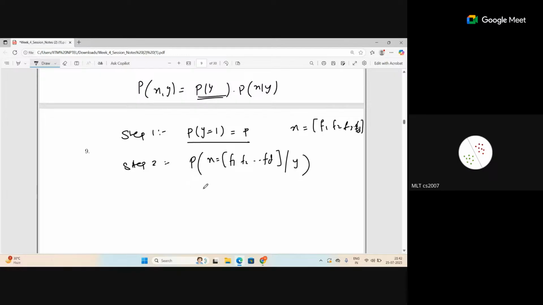Now assume that, so here we are actually assuming class conditional independence. What does that mean again? Have you seen IID examples? Independent and identically distributed. In that case, or in general, class conditional independence. What does that give me? Can I write it like this? Probability of f1 given y, times probability of f2 given y, times probability of f3 given y, like that, up to probability of fd given y, right?